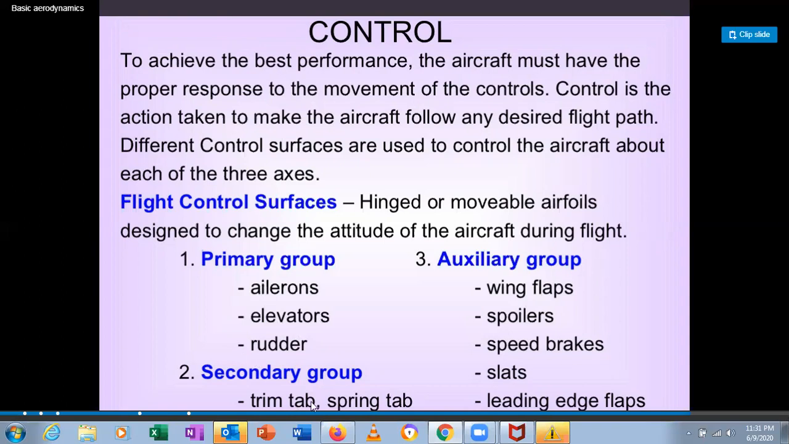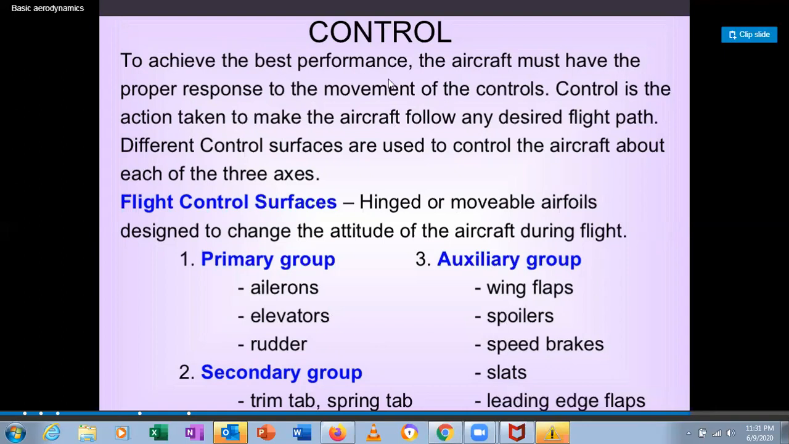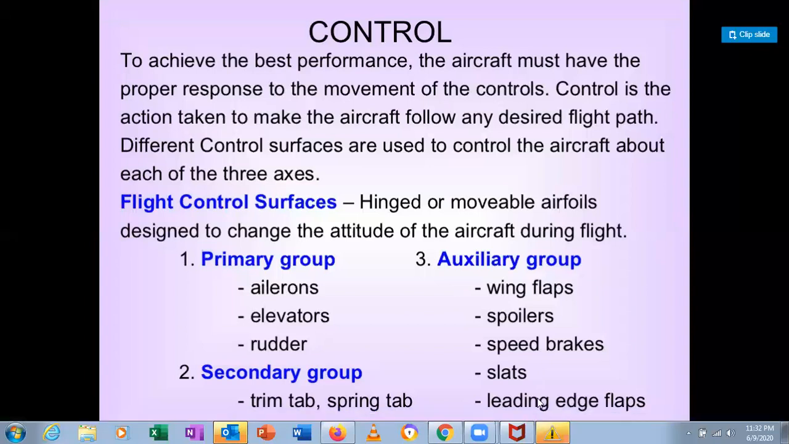And trim tabs, which help the stability of the aircraft, spring tabs and spoilers, and flaps are our secondary control surfaces. In the auxiliary group, we have wing flaps, spoilers, speed brakes, and slats. Therefore, to achieve the best performance, the aircraft must have the proper response to the moment of control. So these are called flight control surfaces: the ailerons, elevators, rudder, trim tab, spring tab, wing flaps, spoilers, speed brakes, slats, and leading edge flaps.